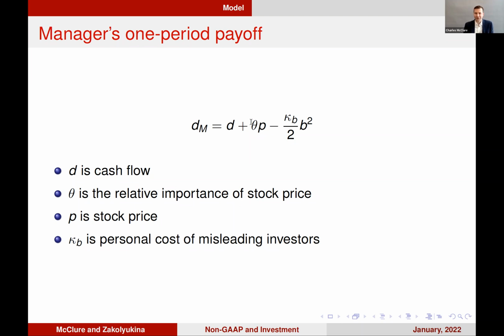If there's one parameter that is the most important parameter in the model, it is this parameter theta, which essentially tells us the relative importance between cash flows and stock price. And then finally, this third term here is just going to be the personal cost of biasing non-GAAP earnings. Essentially, presumably, it's costly for the manager to lie, whether there's reputational concerns, etc.